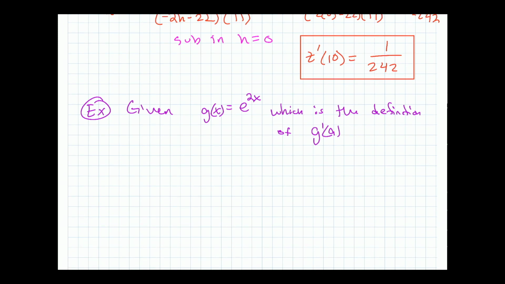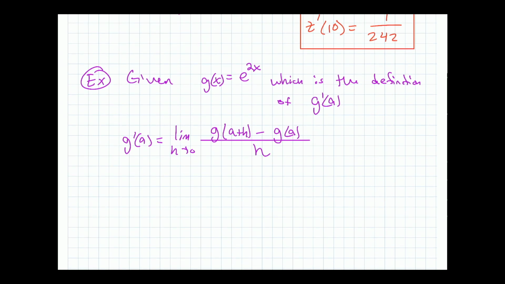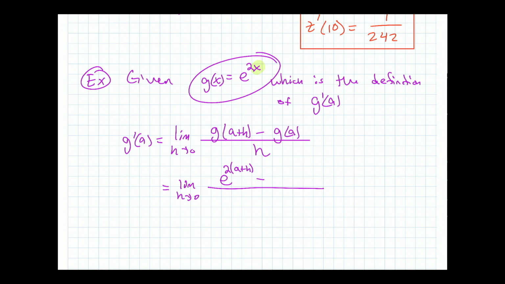So all you're supposed to do is write g prime of a equals limit as h goes to 0 of g of a plus h minus g of a over h. That's the definition of the derivative, right? But they gave you a function, so they do want you to use that function. So if you put in the a plus h for the x, it turns into e to the 2 times a plus h minus, and when you put in an a for the x, you get e to the 2a, over h.